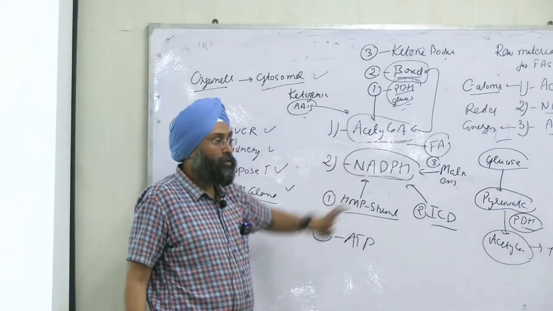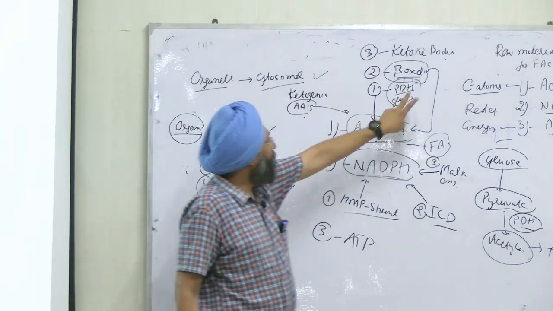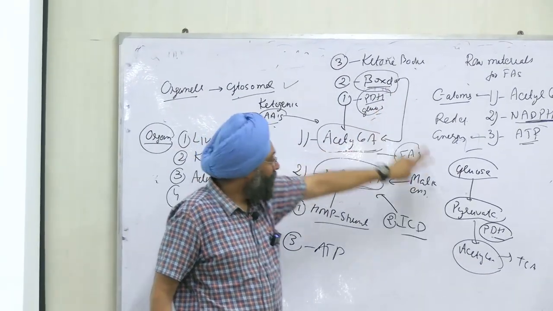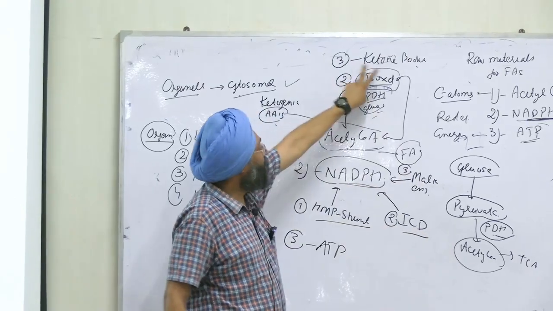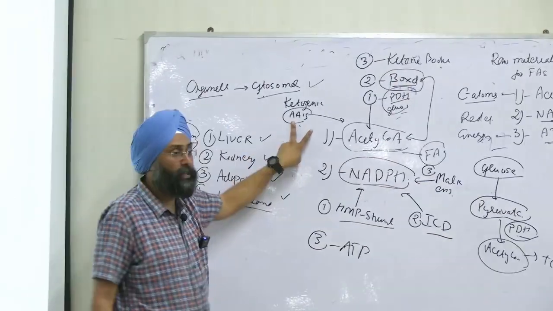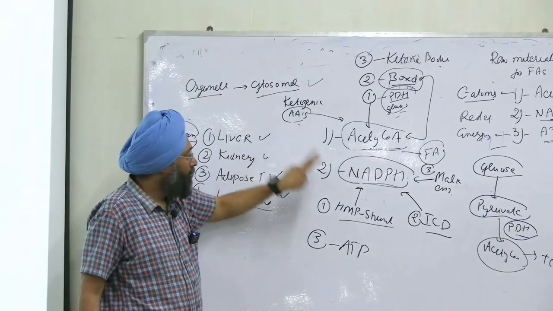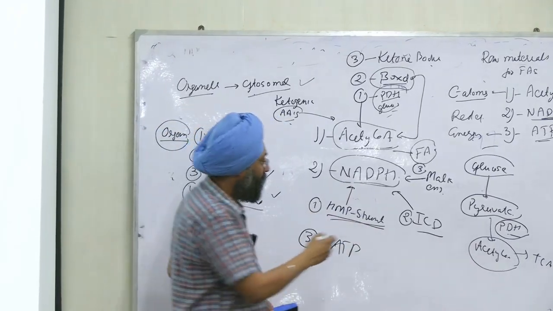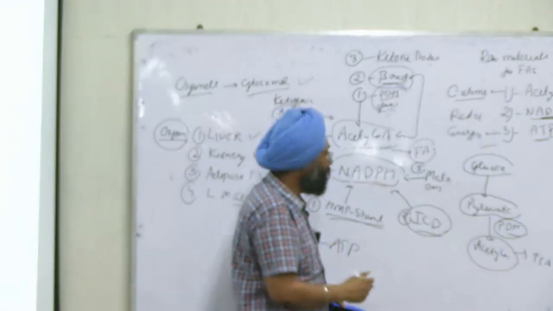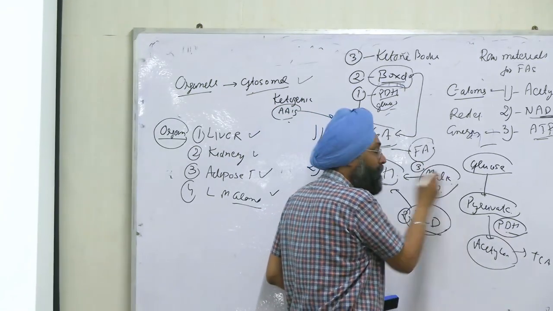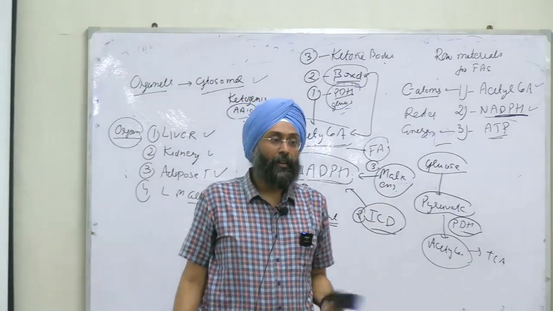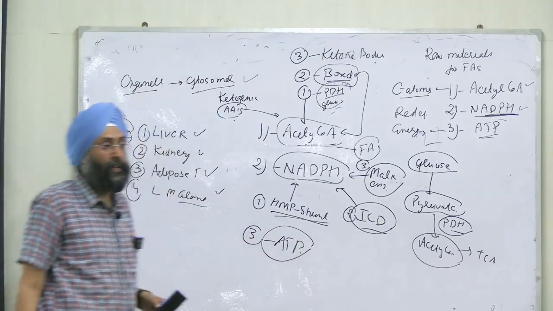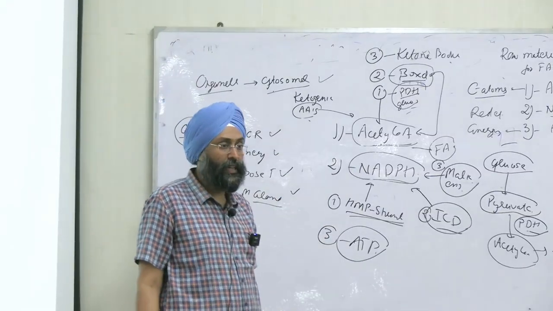And acetyl CoA is coming from three sources. One is beta oxidation, one is via pyruvate dehydrogenase complex, the third is from ketone bodies, and fourth is from ketogenic amino acids. Clear? NADPH is coming from HMP shunt, isocitrate dehydrogenase reaction, and malic enzyme, right? And the third is ATP, that will provide energy for fatty acid synthesis, right?